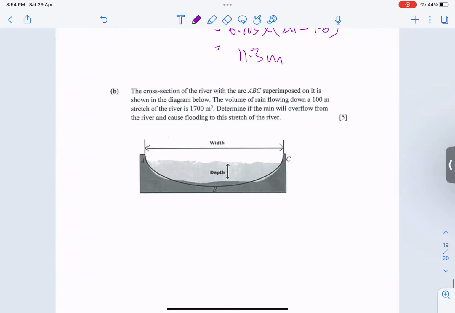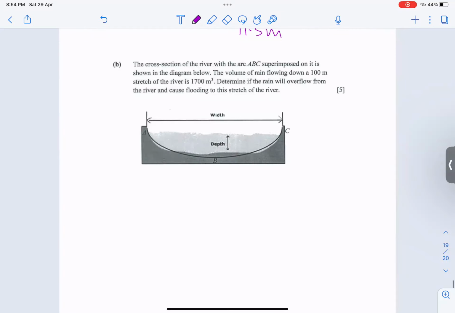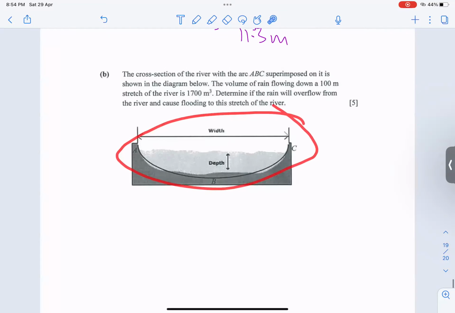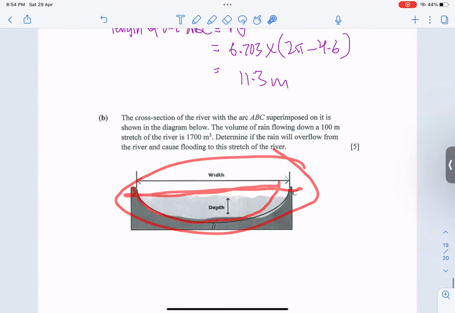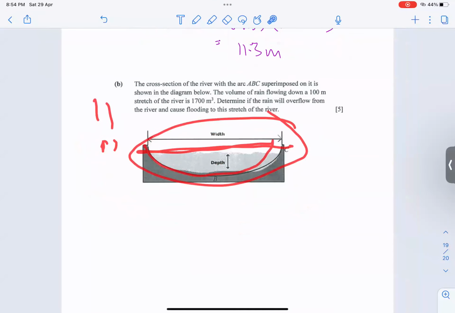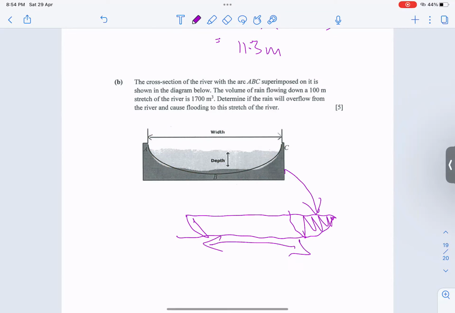Then the last part, we are a bit short on time, so I'll just go through a bit with you all. So this one, they give you the front view, cross section ABC. Then they tell you the volume of rain flowing down a 100 meter stretch. So they actually want you to visualize something like that. Then this is your cross section. After this, it's 100 meters.